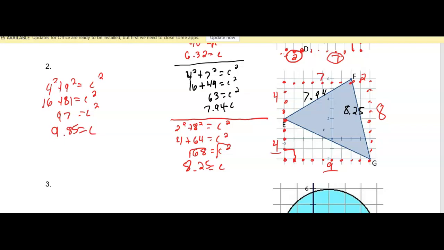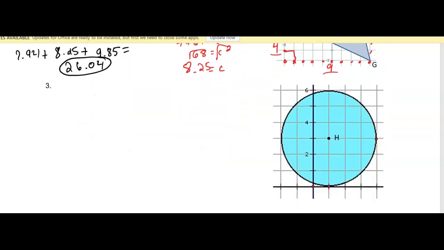We can then come back over here, know that this length is 9.85, and then we add all of those up. So the 7.94 plus the 8.25 plus the 9.85, all added up. Give me a minute here to plug those in. Should give us 26.04. So that's that perimeter. All right.